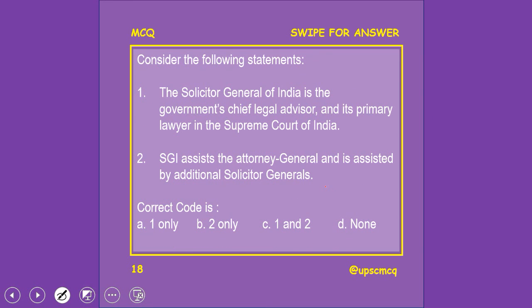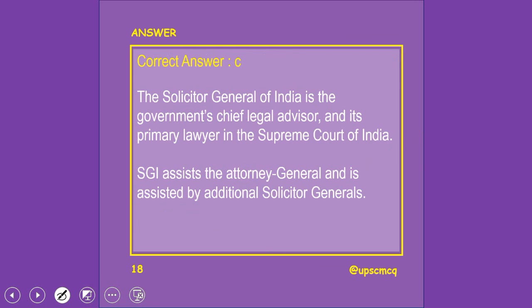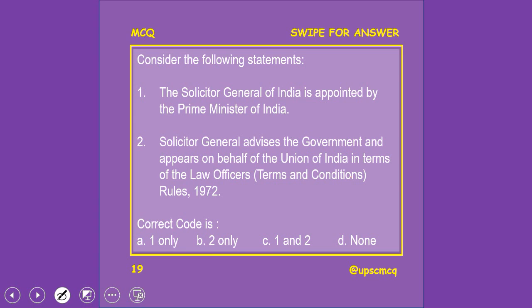Solicitor General of India is the government's chief legal advisor and its primary lawyer in the Supreme Court of India. Yes, it assists the AG and is assisted by Additional Solicitor Generals. Correct. C. Now, Solicitor General is appointed by the Prime Minister of India. This is incorrect, because not by the Prime Minister of India. It is appointed by the Appointments Committee of the Cabinet.